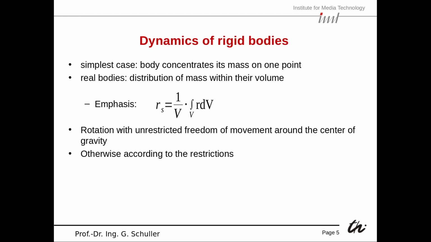Yeah, so we have a rotation with unrestricted freedom of movement around the center of gravity and otherwise according to some restrictions. So this is basically how we can simplify a distributed mass in this volume and describe it as a point of mass, right? And this is the vector which points to the center of gravity basically, or the center of mass.